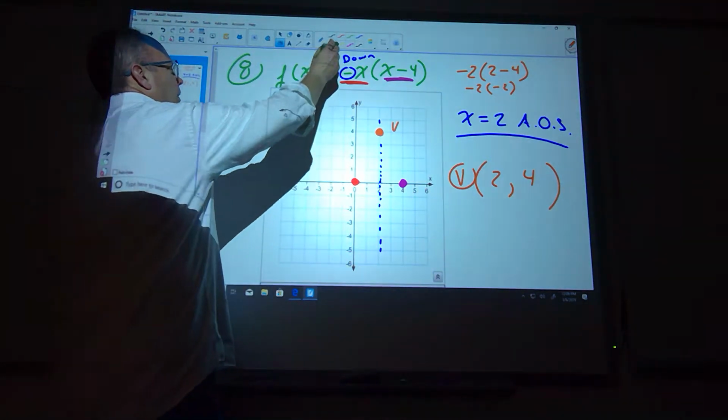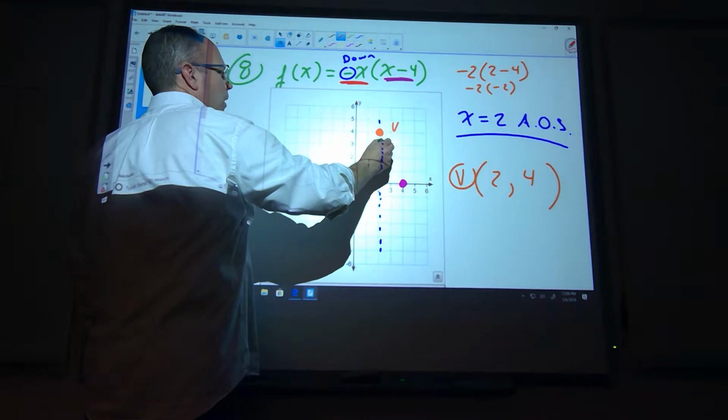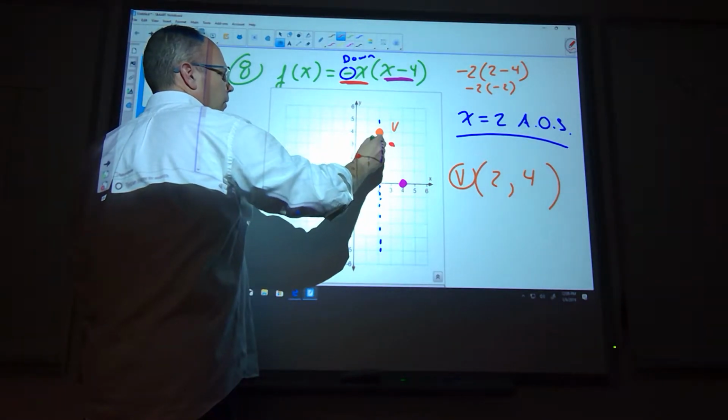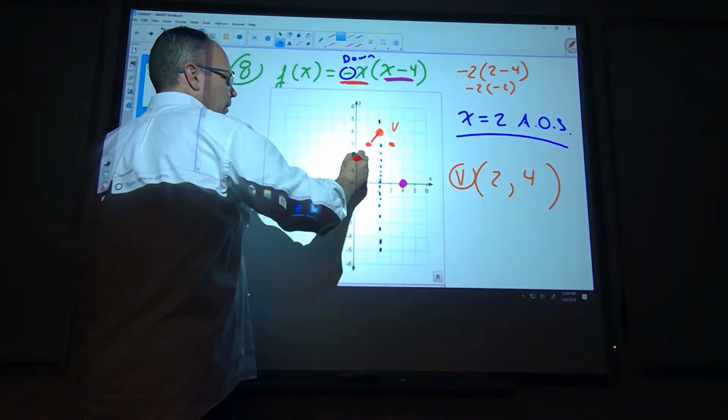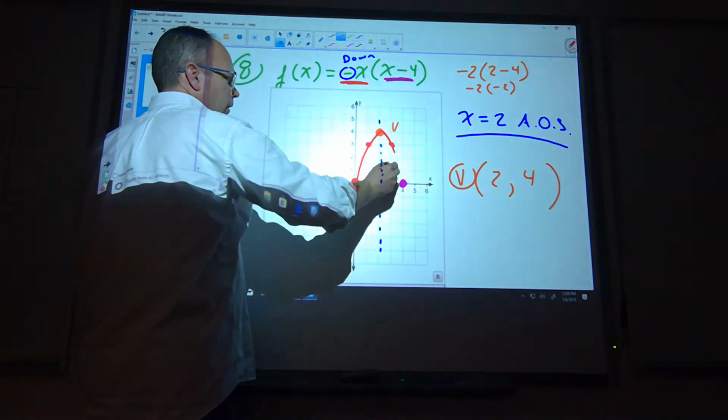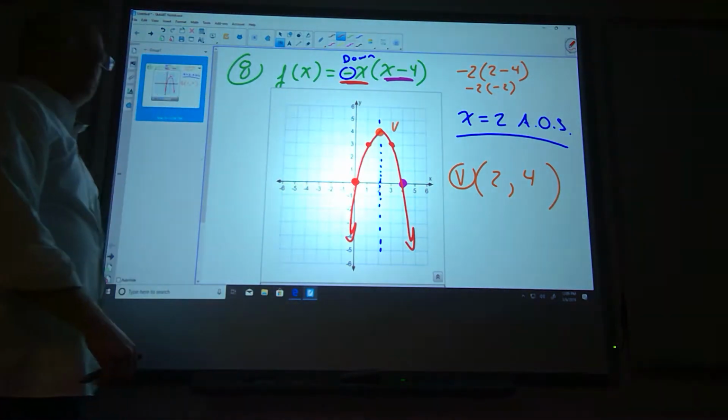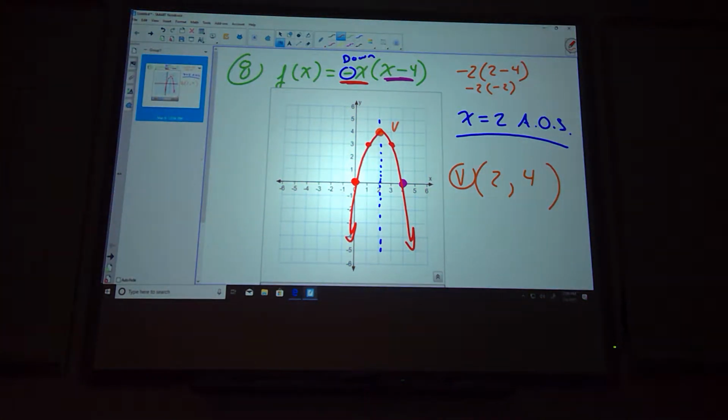And this will pattern graph as right one, down one, left one, down one, right one, down 3, left one, down 3. Sweet, so there is my parabola. So when it's in factored form, it makes it really easy to find the vertex, or where it crosses the x-axis.